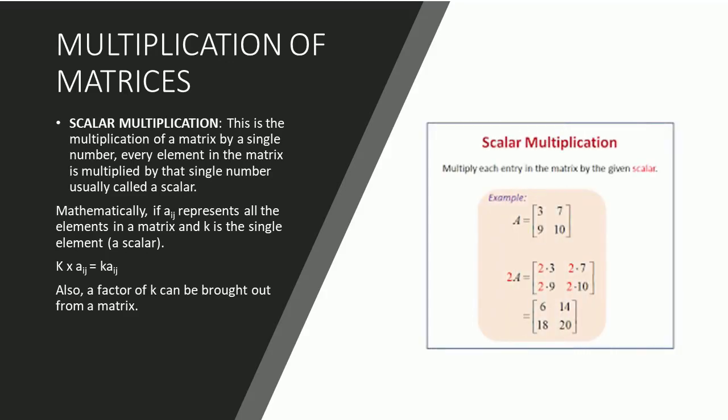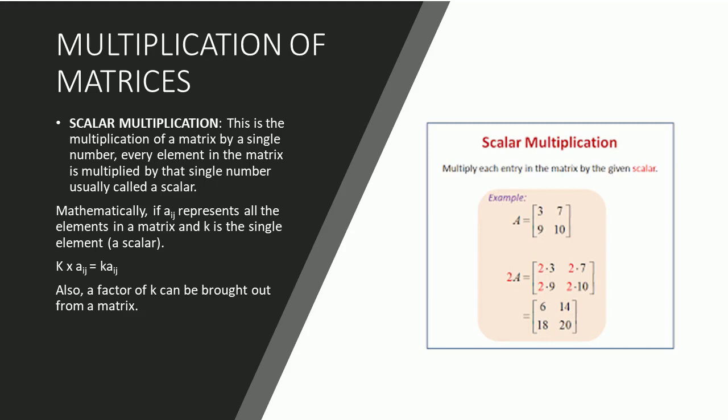For instance, if you look at this diagram here, you can see that A is 3, 7, 9, 10, and 2A is basically using 2 to multiply each of the elements given there. And you can see that we can form a new matrix, which is 6, 14, 18, and 20. Now, this is just scalar multiplication in its simplest form. Scalar multiplication cannot get harder than this.